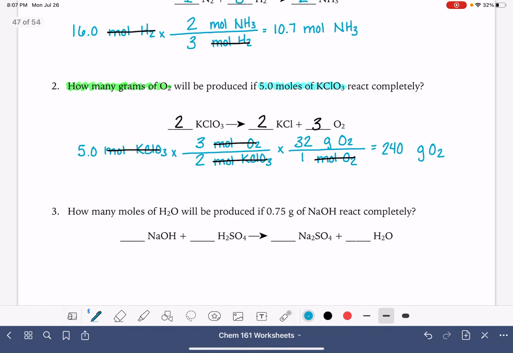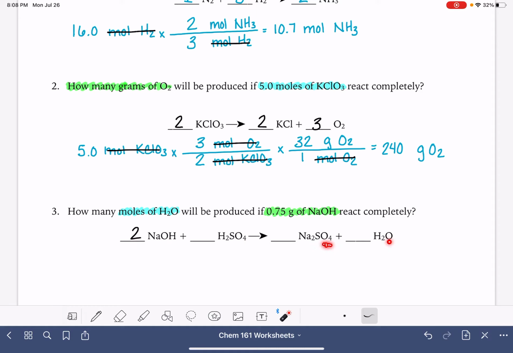So let's take a look at this next one. This next one, we are starting with 0.75 grams of sodium hydroxide, NaOH, and we're being asked to convert that into moles of H2O. Let's begin by balancing our chemical equation. Sodium, we have 1 on the left and 2 on the right, so let's put a 2 right here. Oxygen, we have 1, 2 on the left, plus another 4, so that's 6 on the left. And we have 1, 2, 3, 4, 5 on the right.